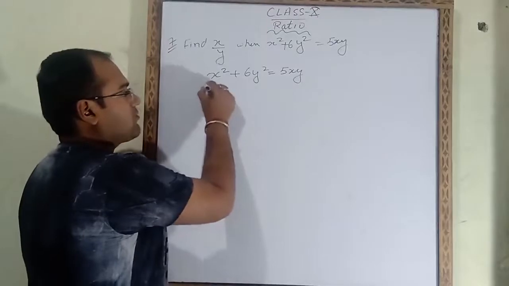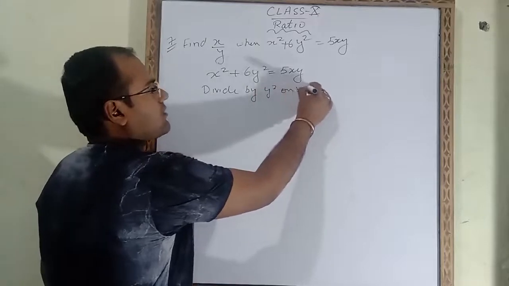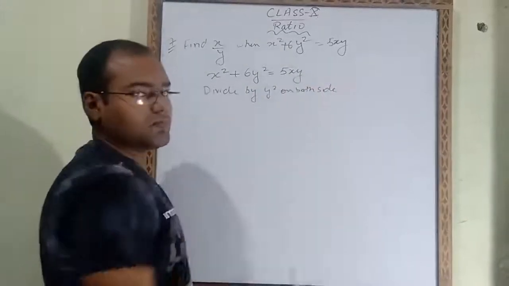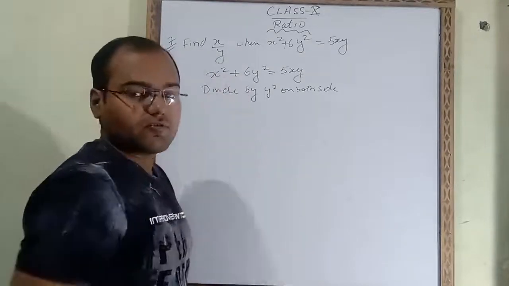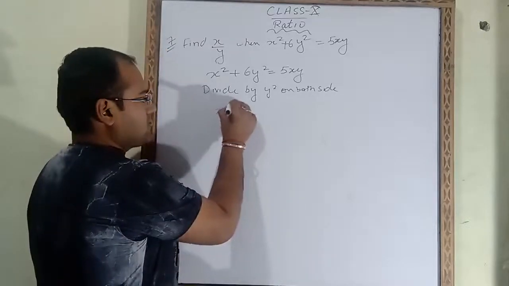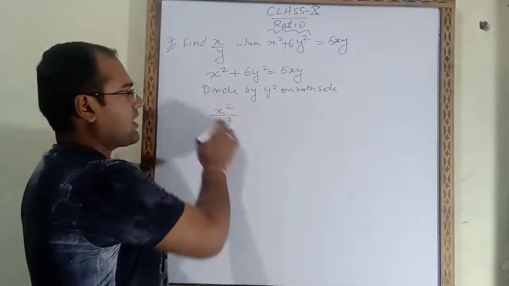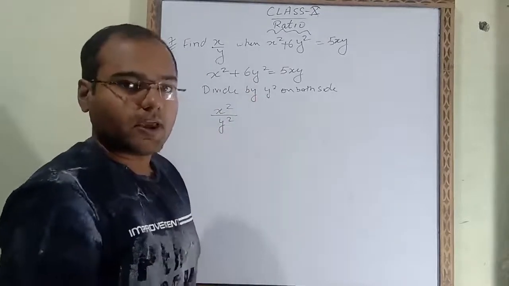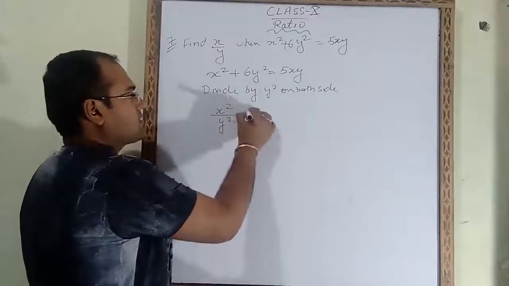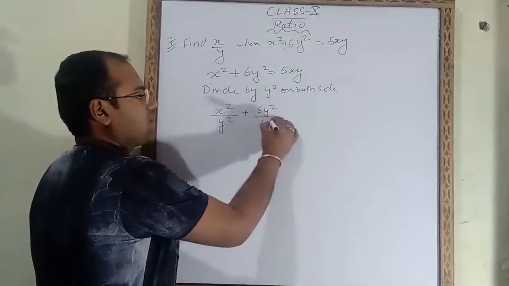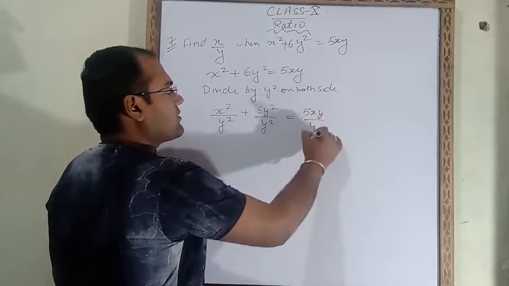Here the first step is we have to divide this equation by y square on both sides. Why am I doing so? Here it is x square, but in order to make it x upon y, in the divisor we have to take y square only. I will write x square divided by y square. Now these two squares we will write as a whole square, then this term will become x upon y. That's why we divide the full equation by y square, plus 6y square divided by y square is equal to 5xy also divided by y square.